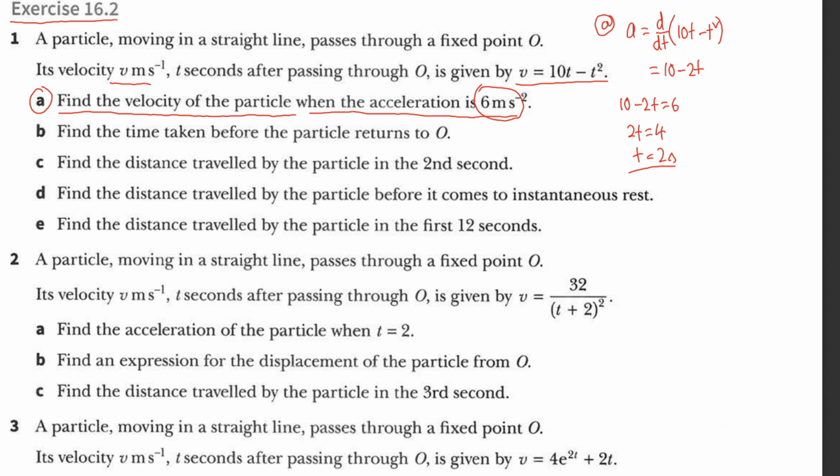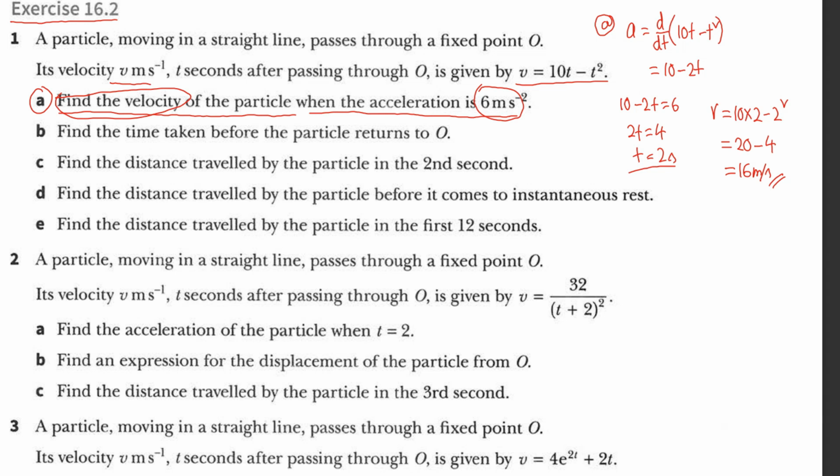At that time, the question is what is the velocity. Now in the velocity expression, if we put the value 2 instead of t, we get 10 into 2 minus 2 squared, which is 20 minus 4, and that gives us 16 meters per second, which is the unit of velocity. This is the first part of this question.